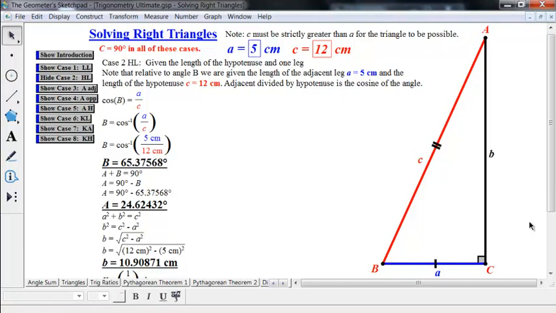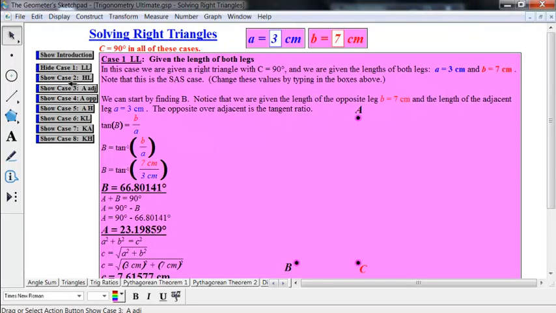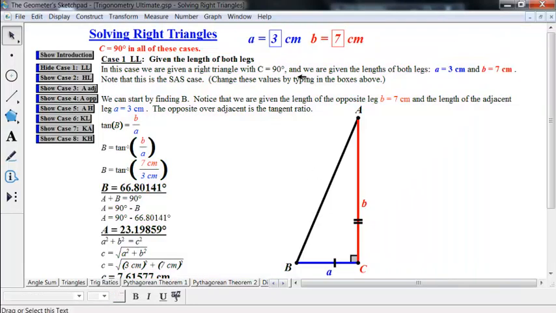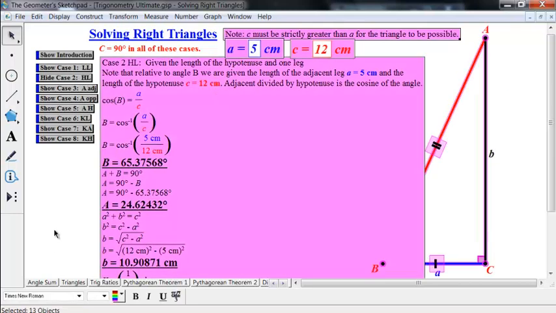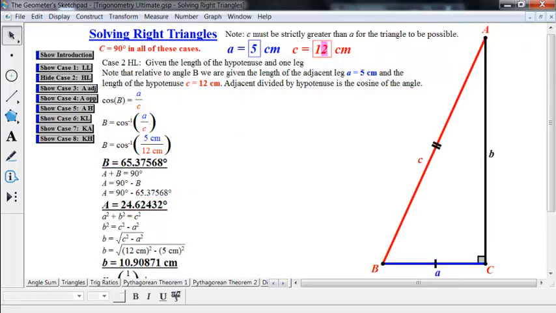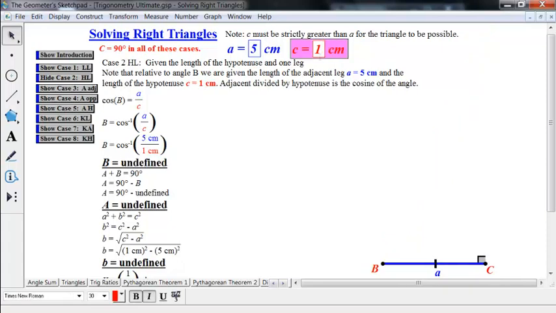Notice that in the leg case that we did last time, where we're given two of the legs, like say the A and the B here, you could pick any positive number for those lengths and it would work out. There is a triangle. Now, of course, in the hypotenuse leg case, the hypotenuse has to be the longer side. If you don't put in a long enough side for C, if it's not longer than A, you're going to get some undefined things here and things aren't going to work out.